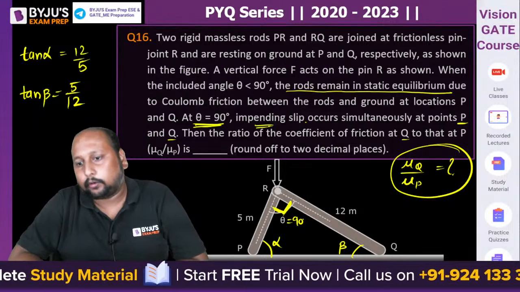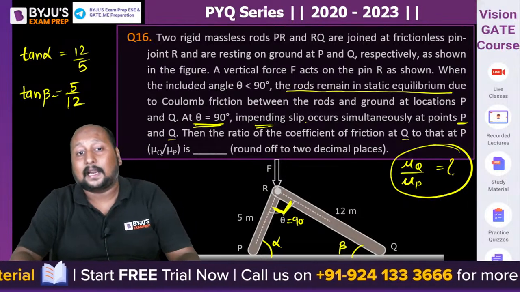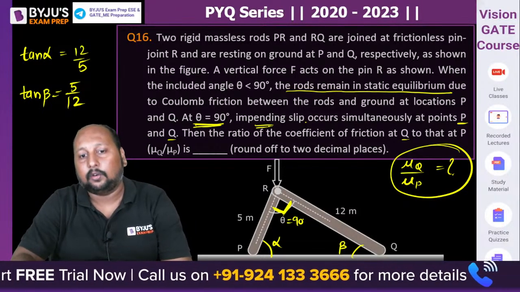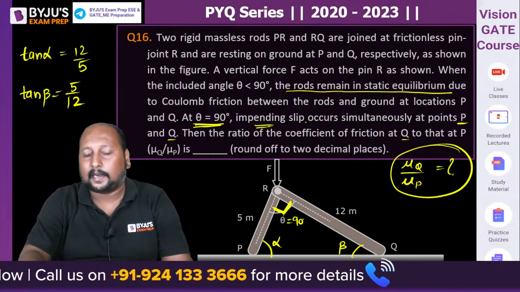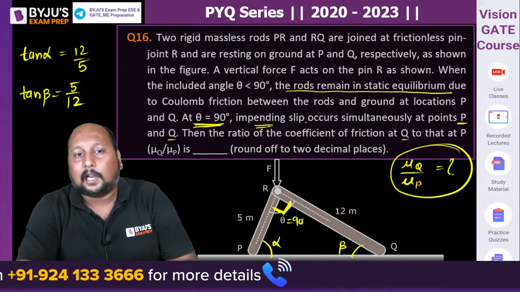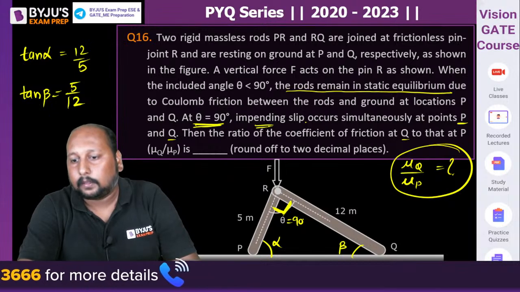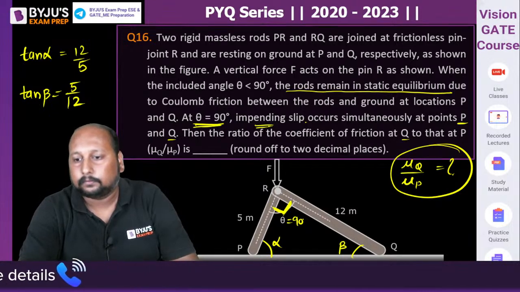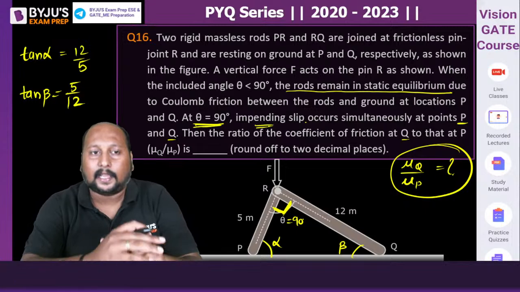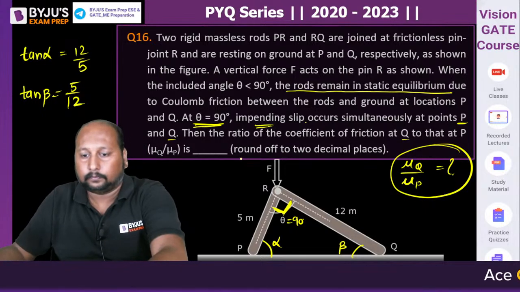Try to take the joint P and see what are the forces acting and how we can calculate the value of mu P. Okay, let's try this one. How can we calculate the value of mu P? Try it. 0.15, okay.